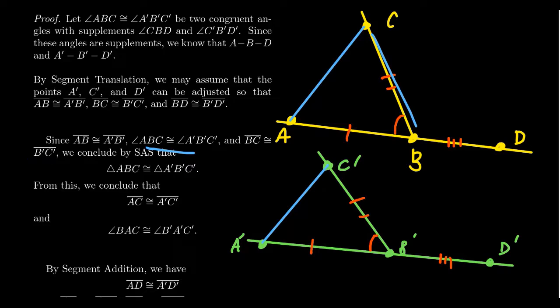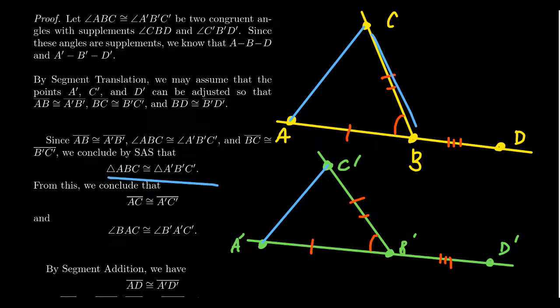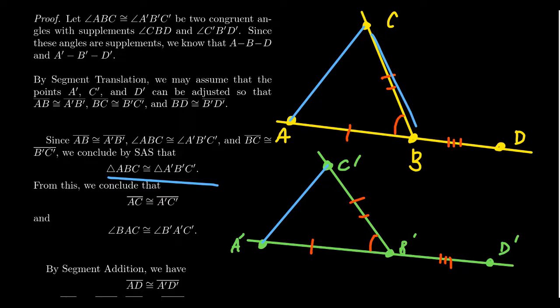And so these are exactly the assumptions of a side angle side triangle congruence. So by the side angle side axiom, we can conclude that the triangle ABC is congruent to the triangle A prime B prime C prime as well. Because corresponding parts of congruent triangles are congruent, we can make some inferences. In particular, the side length AC is going to be congruent to A prime C prime. Segment translation couldn't give us that AC was congruent to A prime C prime. Moving around the points could mess up that congruence, but because of the side angle side axiom, we get that. We also have that the angle BAC, which is this angle right here, is going to be congruent to the angle B prime A prime C prime. So those angles are congruent to each other.